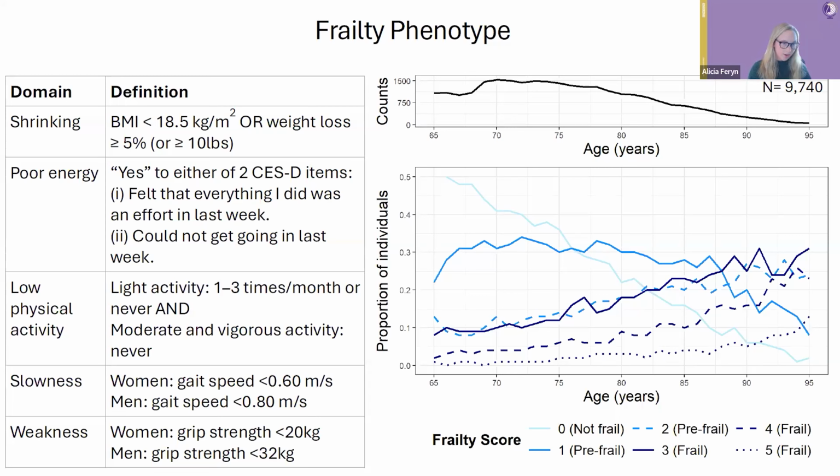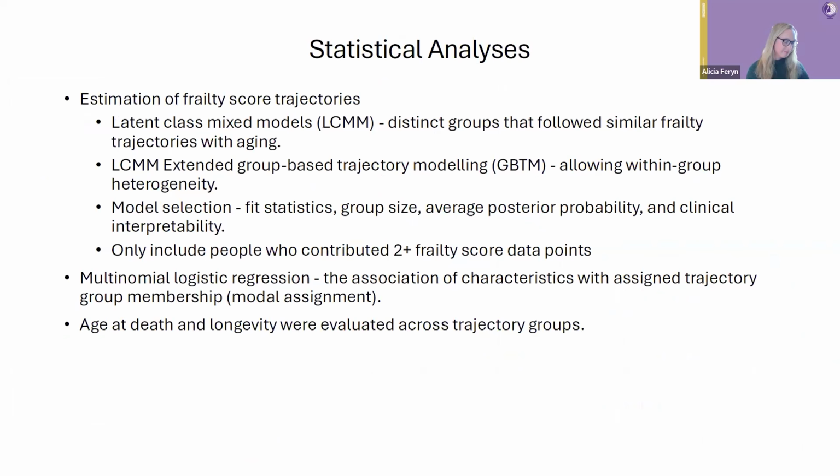The top panel of the graphic on the right shows the sample size across the age distribution, which decreases with age. And then the panel below displays the proportion of individuals with each frailty score across age. We see that lower frailty scores decline with age, while higher scores become more common. Next slide, please.